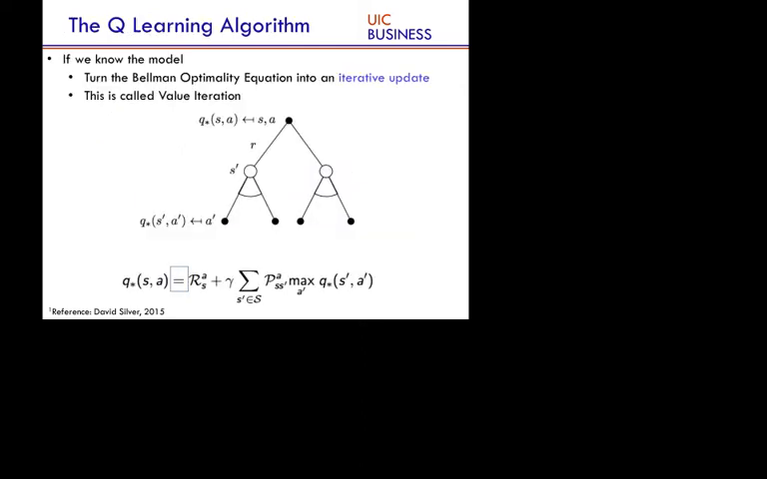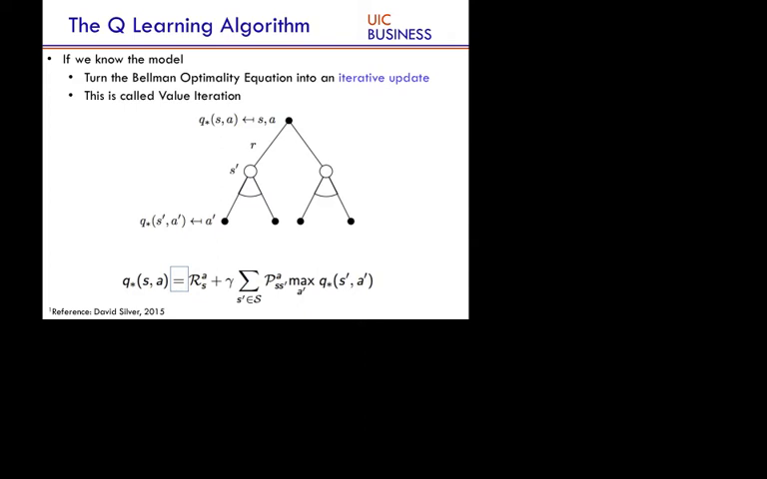So how to motivate? This is, I guess, an alternate motivation for Q learning, which we did not see last time, which was if we knew the model. Let's say we are not in the reinforcement learning setting. Let's say we know the model, in the sense we know the transitions and the reward functions. Then it turns out that we can turn the Bellman optimality equation into an iterative update to get to Q star.